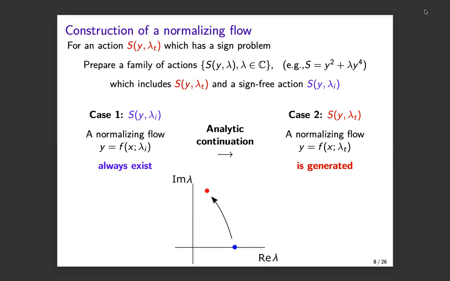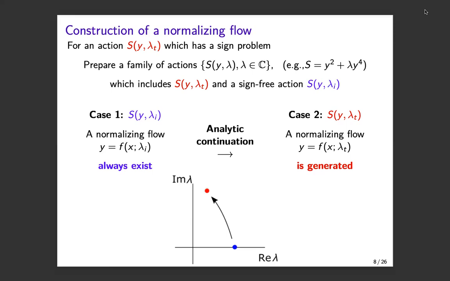And let's suppose, as an assumption, that this normalizing flow is also an analytic function of this lambda parameter. Then by doing analytic continuation from this real valued lambda to another lambda, which is now complex valued, I can just generate a normalizing flow, which is now a function of lambda of t. And now I have created a normalizing flow for the original action that I was interested in. Using this normalizing flow, I can do the Gaussian sampling to compute expectation values without any sign problems.